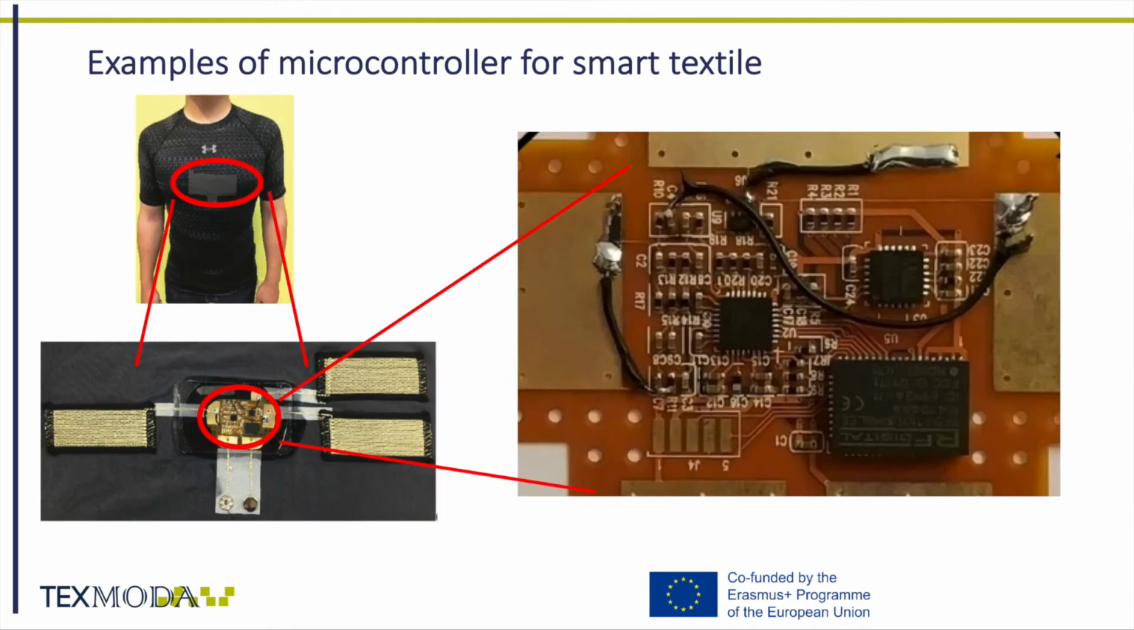The final example of smart textile is using a flexible printed circuit board. On this flexible PCB, there is a microcontroller assembly. With the SPI and I2C buses, this microcontroller connects with ECG electrodes and an accelerometer. The flexible PCB makes it easier to integrate into textile structure.